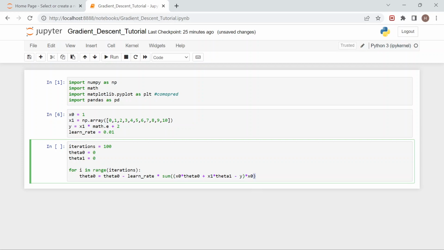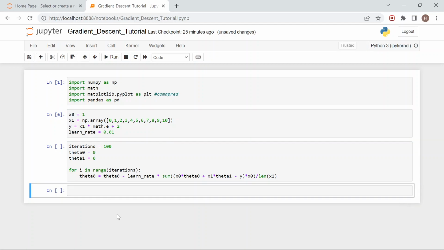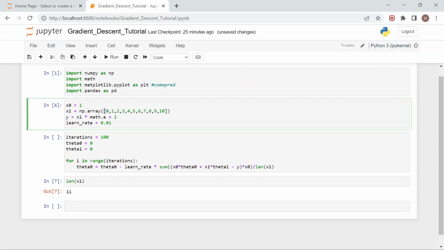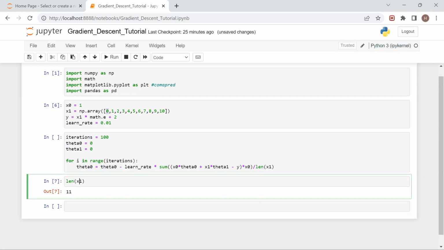And since this is the sum over all the model, we will divide by len of x1. So this is the length, how many features there are. So there's 10 here. In fact, I'll show you. If I do len x1, well, there are 11 because we counted 0 as well. So this will be the sum over all the models. So yeah, it's for the whole model, so we divide.